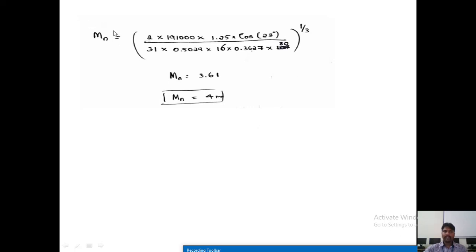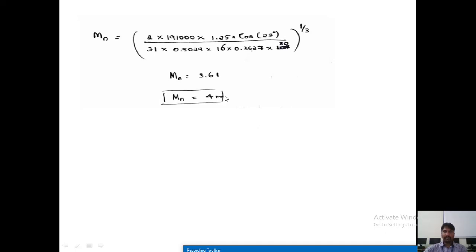This module is equivalent to a spur gear, right? Mn is 2 into Mt into Cw, is 1.25 cos beta, beta is 23 degree. So this is form factor K and Z equivalent number of teeth and the Z2. So that Mn will become equal to 3.61. So the normal module is equal to 4 mm.